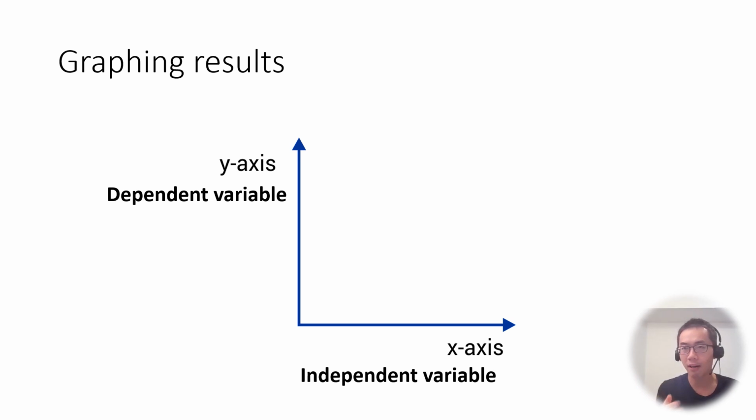Plotting numbers on a graph makes it easier to interpret the results. It helps us organize it better, identify trends, but we need to know what variable goes on which axis. The vertical axis is called the y-axis, and that is where we will put the dependent variable, whereas the horizontal axis, that's where you're going to put the independent variable.